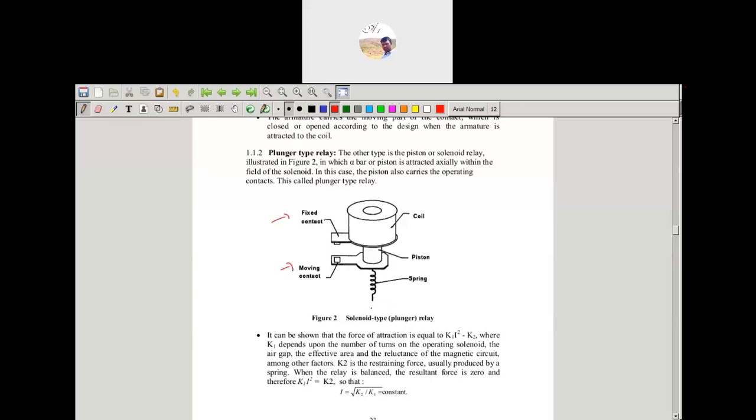This spring is connected to the input of the supply. Here is the mechanical input, so that is the mechanical way. The spring releases the current. So here it is attracted axially within the solenoid. Inside it, they have some electromagnet.